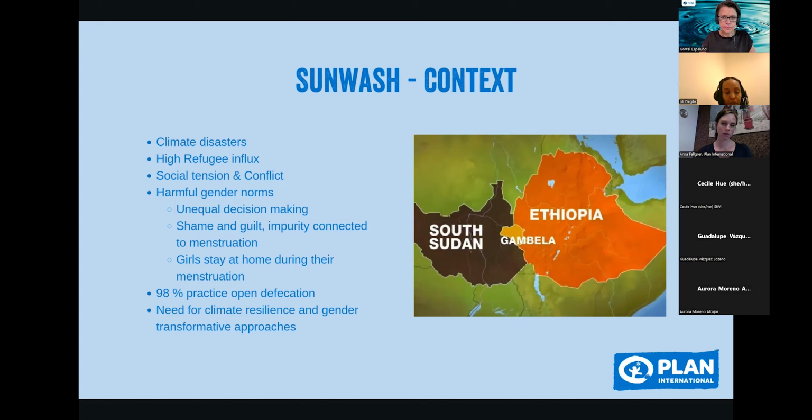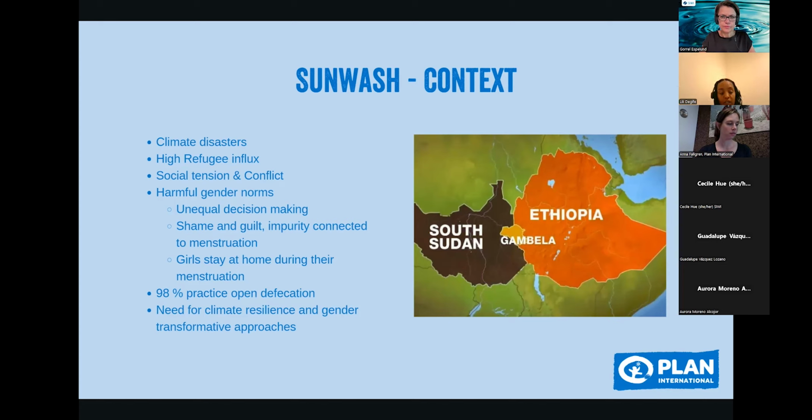Another aspect to look at is sanitation management. As you can see, the majority of the communities are practicing open defecation. It's a very significant number, as you can see. So yeah, that's why projects like SunWash are required to alleviate the problems.